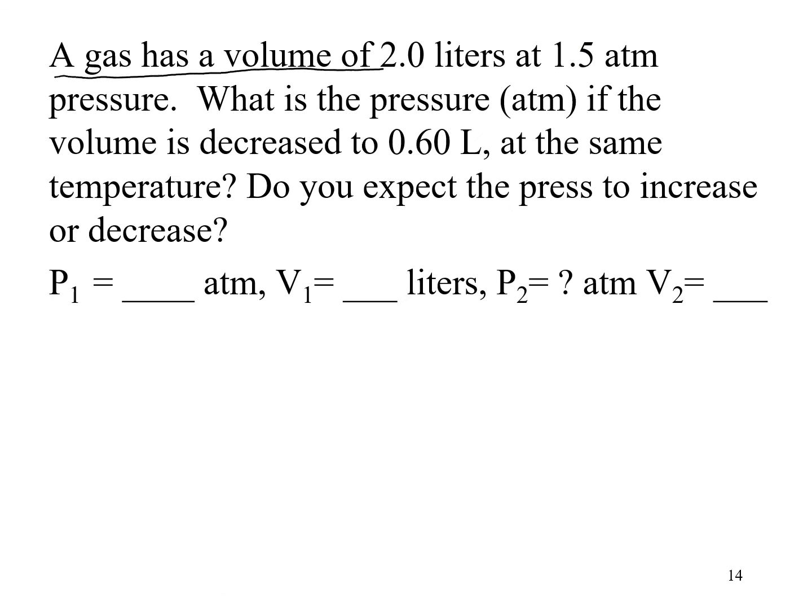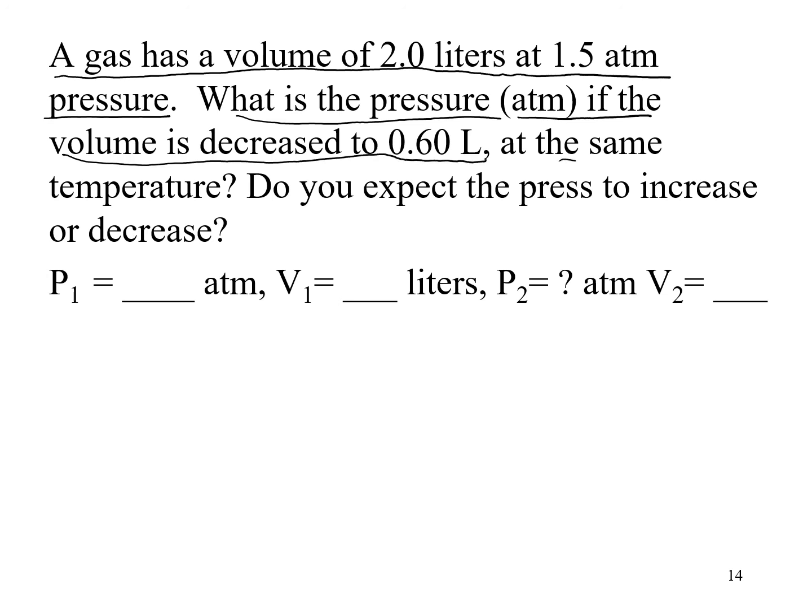A gas has a volume of 2.0 liters at 1.5 atm pressure. What is the pressure in atmospheres if the volume is decreased to 0.60 liters at the same temperature? First thing we're going to do is record the information given. Our initial pressure, P1, is 1.5 atm. Our initial volume, V1, is 2.0 liters. What is the pressure is the question, so P2 is our unknown, and V2 is the volume is decreased to 0.60 liters.